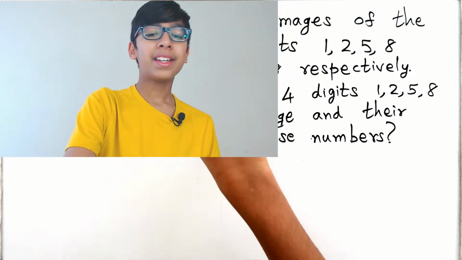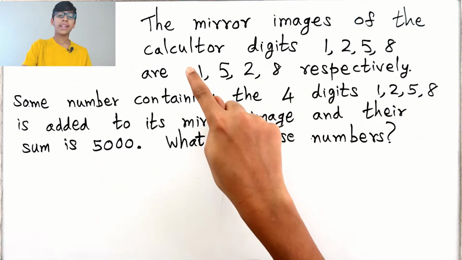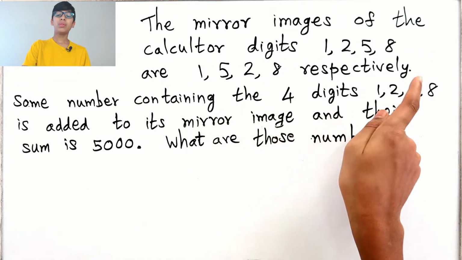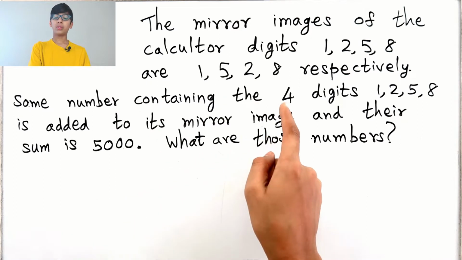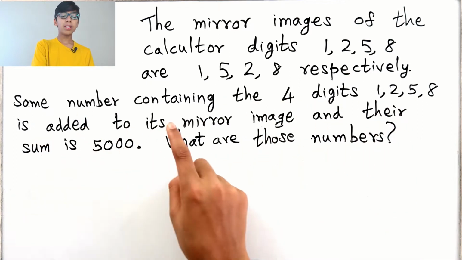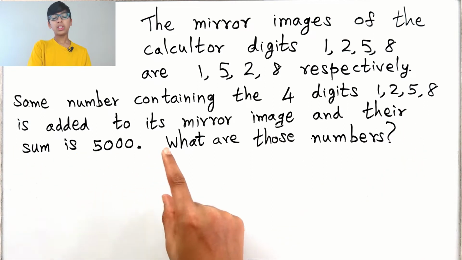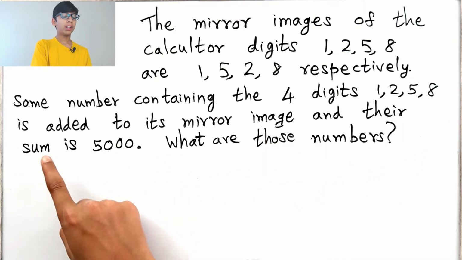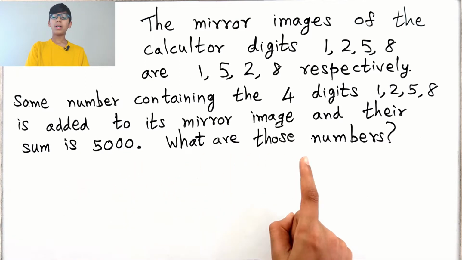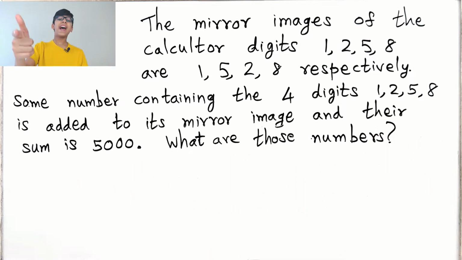Hi guys! In this video, let's do a number problem. The problem is: the mirror images of the calculator digits 1, 2, 5, 8 are 1, 5, 2, 8 respectively. Some number containing the four digits 1, 2, 5, 8 is added to its mirror image and their sum is 5,000. What are those numbers? Let's find out.